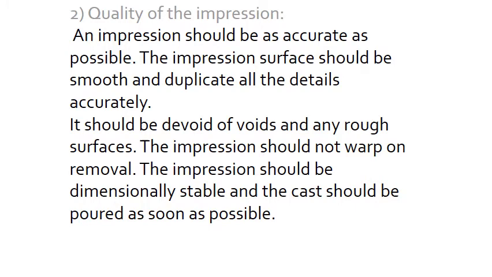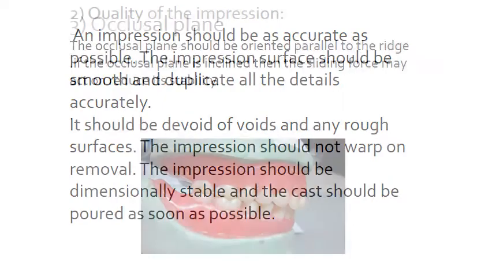The quality of the impression. An impression should be as accurate as possible, and the impression surface should be smooth and duplicate all detail accurately. So it should be devoid of voids and any rough surface. And the impression should not warp on removal. So the impression should be dimensionally stable, and the cast should be poured as soon as possible.